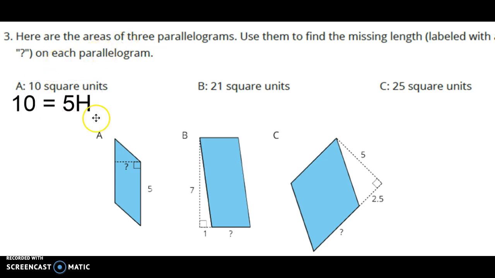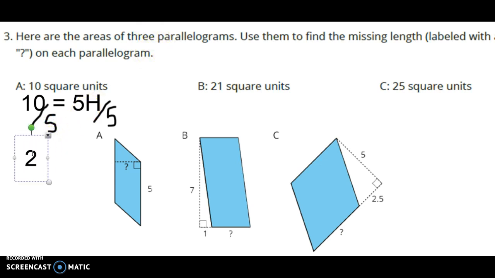So 10 equals 5H. How do I get H by itself? Do the opposite of multiplication, which is what, class? Yes, division. So I'm going to divide by 5 on the right. I'm going to divide by 5 on the left. So what do I have left? 2 equals H. So I know that my missing length is 2.